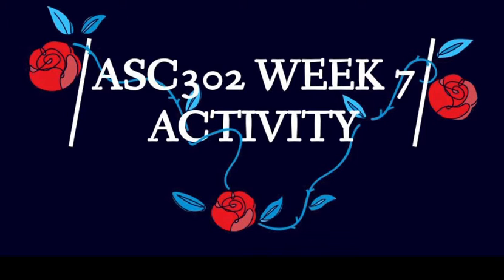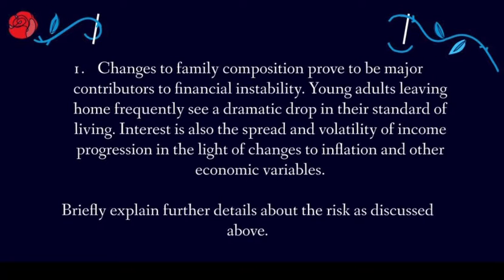So this is my ASC302 week 7 activity. The first question given is that changes to family composition prove to be major contributors to financial instability. Young adults living at home frequently see a dramatic drop in their standard of living. Interest is also the spread and volatility of income progression in light of changes to inflation and other economic variables. Briefly explain further details about the risk as discussed above.